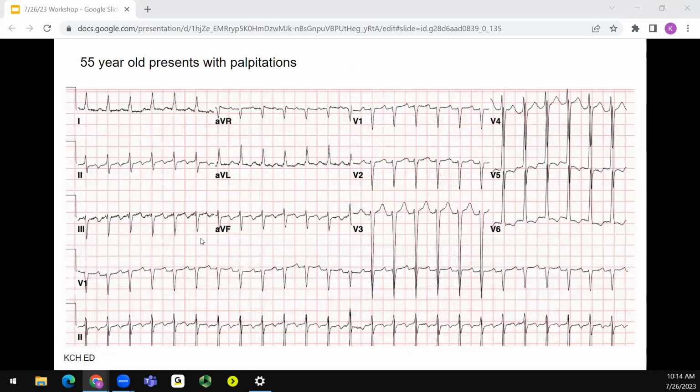Oh, that's a good case. A 55-year-old presents with palpitations. Stable blood pressure. You guys, what's the rhythm here? What's the rate? So 150, good. Is it sinus? Someone says yeah, others say no. Do you guys see any P waves?